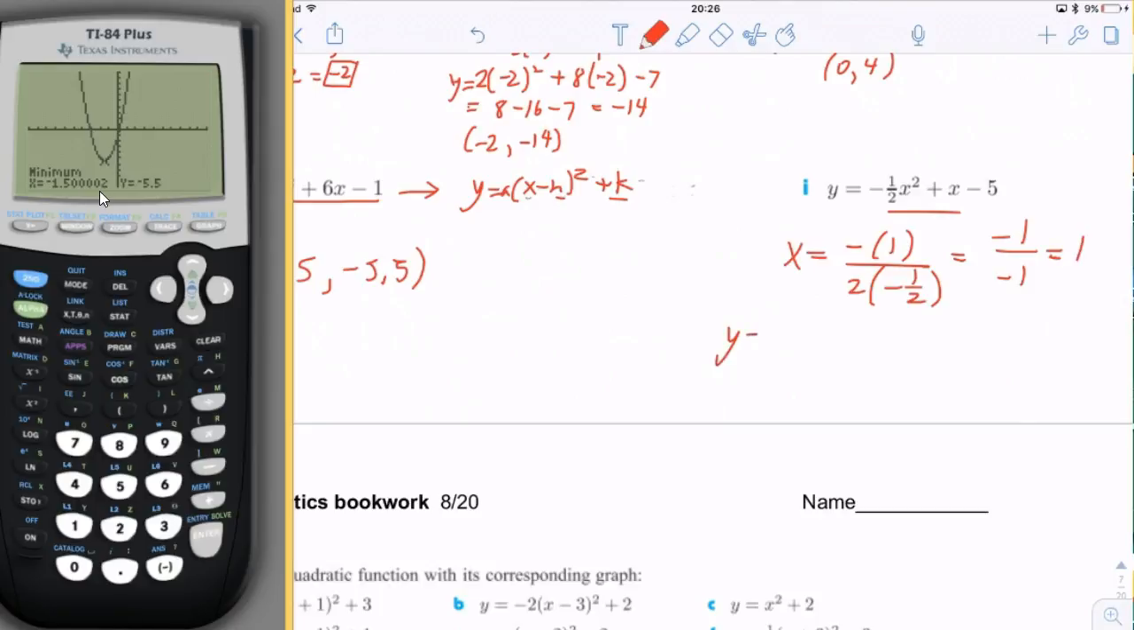So the y that corresponds to this point is going to be 1/2 times 1 squared plus 1 minus 5, which is equal to negative 5 plus 1/2, which is negative 4.5. So the vertex is going to be 1 comma negative 4.5. Okay. And we're done with this page.